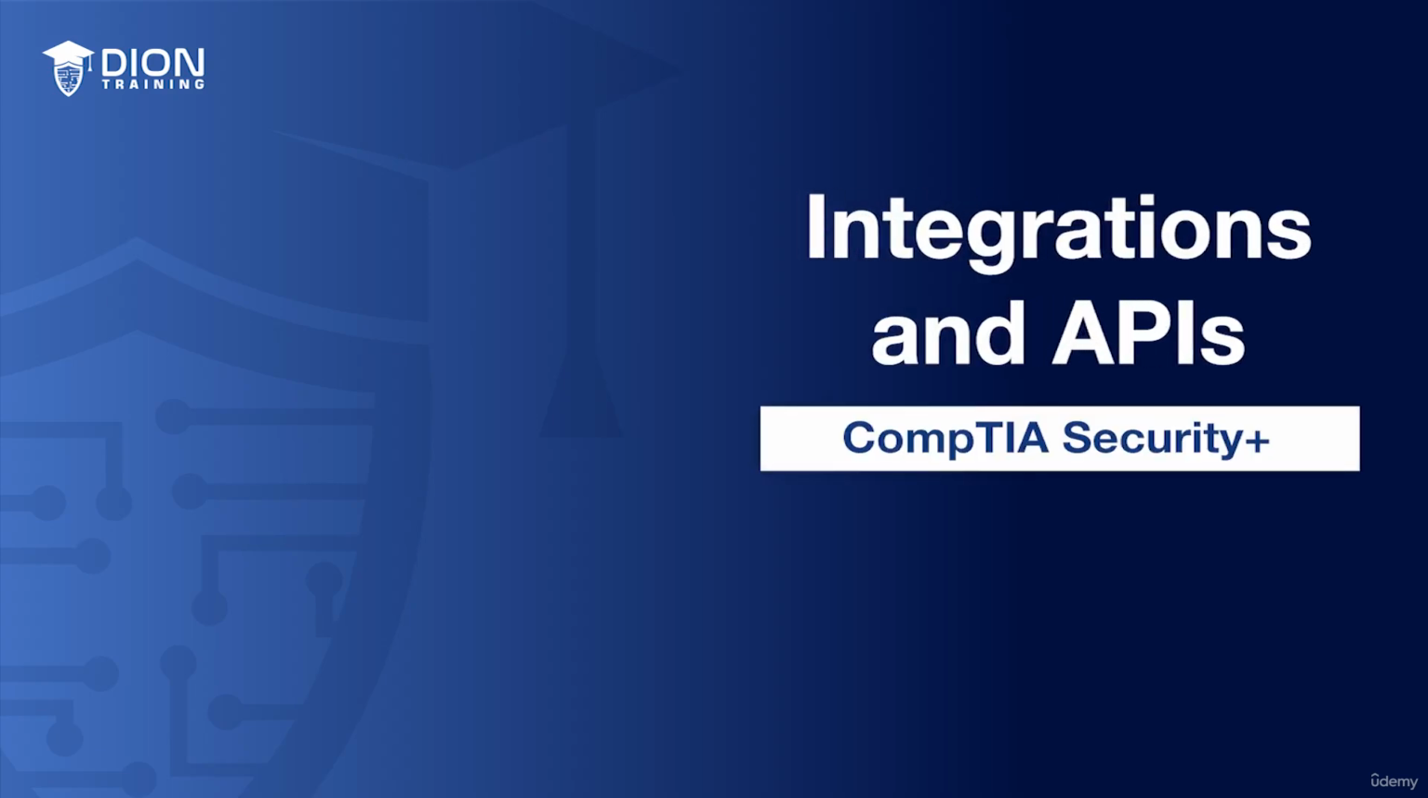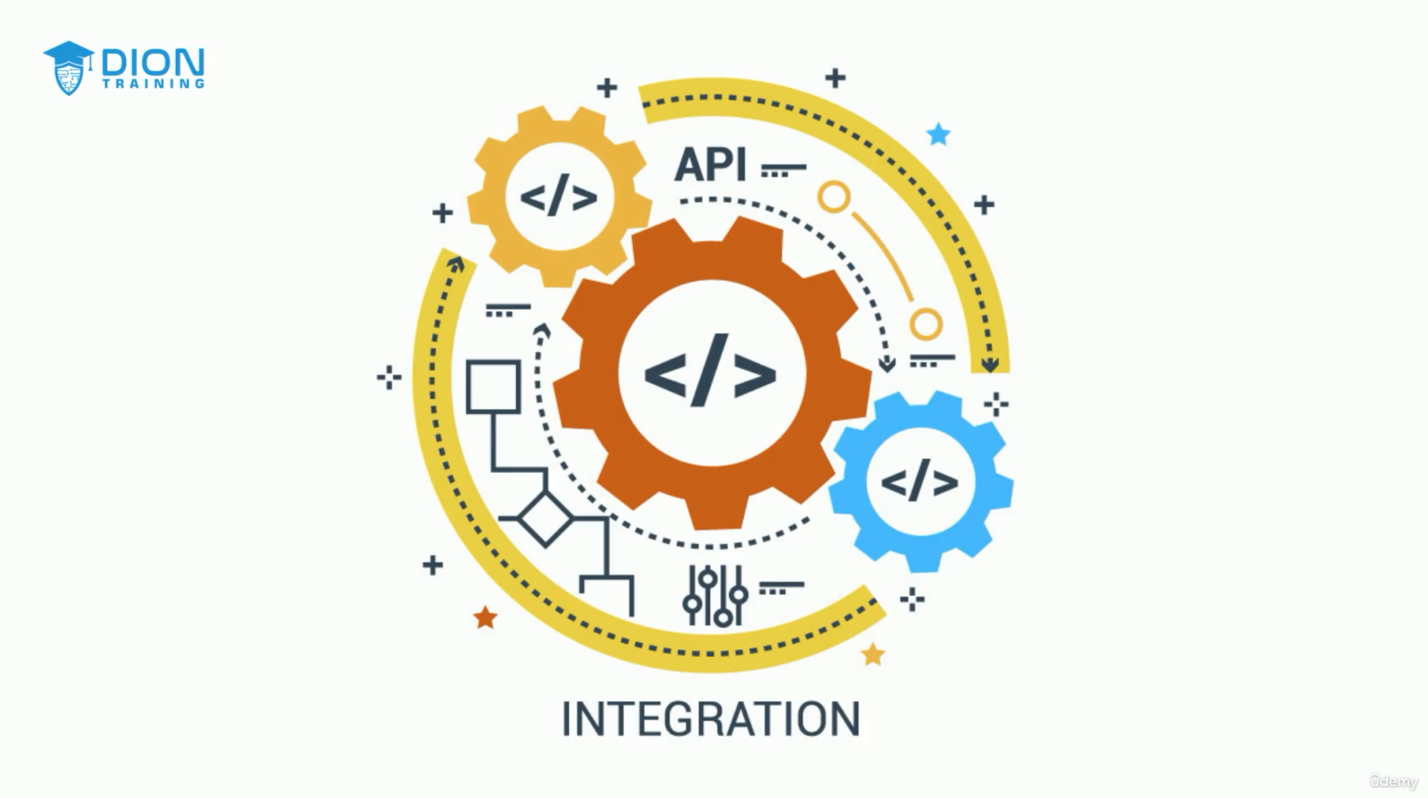In this lesson, we will discuss integrations and APIs. Integrations and application programming interfaces, or APIs as they are commonly called, are the unsung heroes behind the seamless interconnectivity and enhanced capabilities of today's modern software applications and automation. When it comes to automation and orchestration, integrations and APIs are really the fundamental elements that drive efficiency, innovation, and scalability in modern systems.